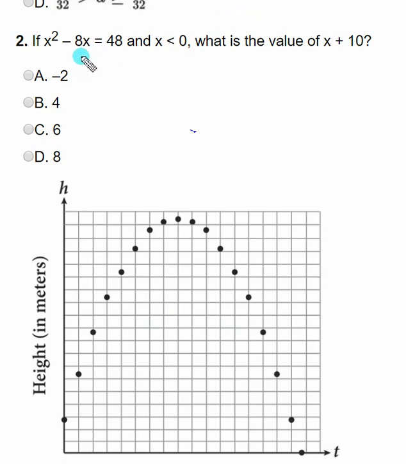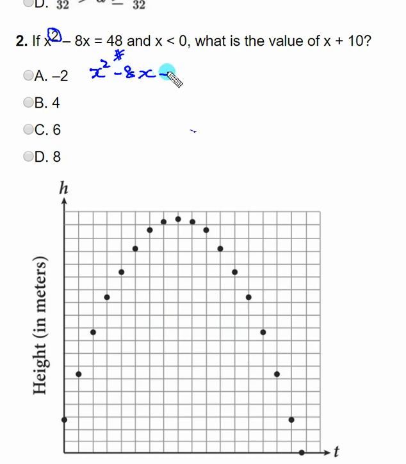Okay, now let's look at this. You have an equation here, and then you have a condition for the unknown value. It must be less than 0. Now, what you have to do: you have an equation with x to the power 2, so basically it's a quadratic equation.